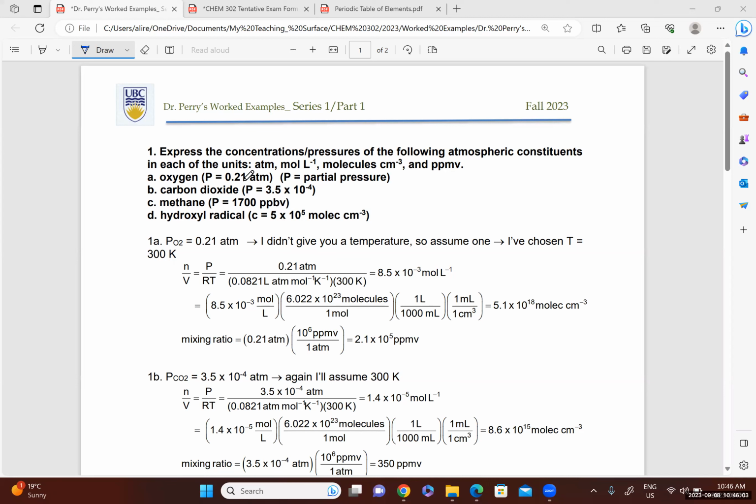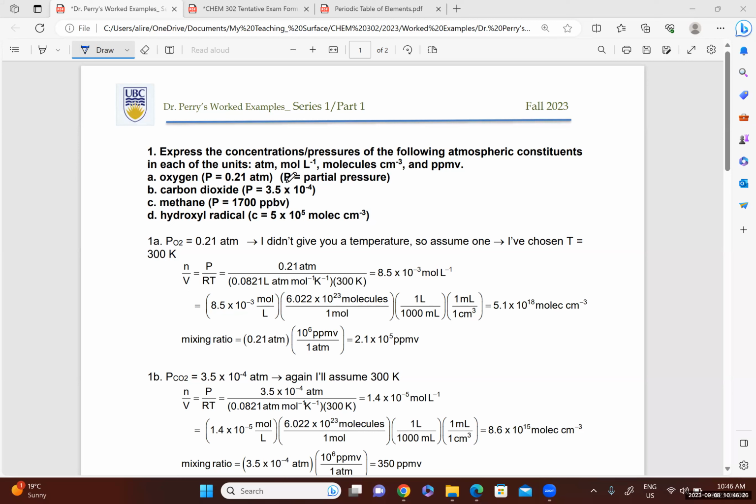So it's better to understand and learn. I'm sure you already know most of these. It's better to learn how to convert from one unit to another, and when we become comfortable with this, then we can do more complicated calculations. Starting with part 1A, oxygen.